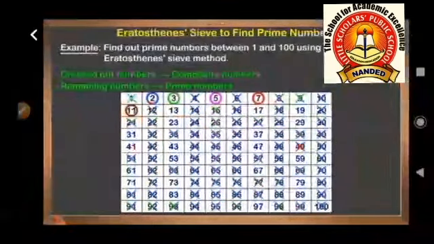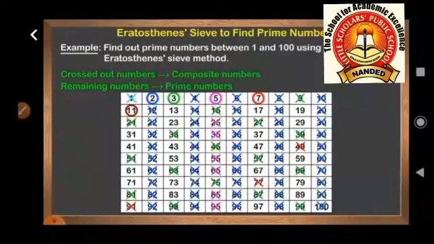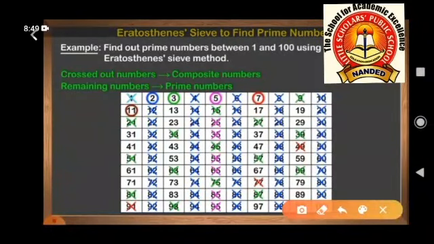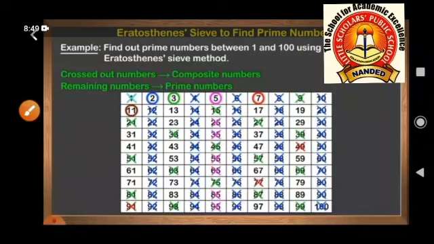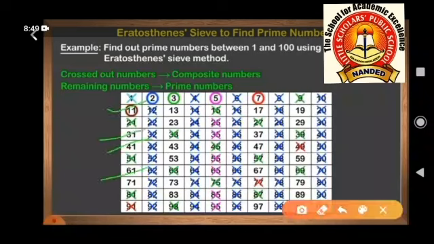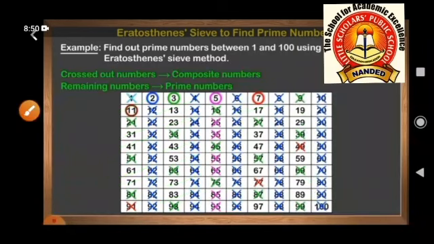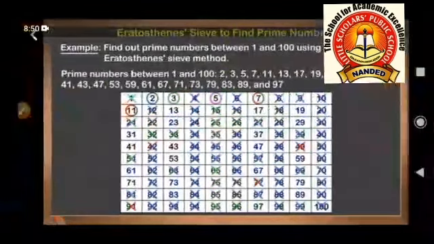So the crossed out numbers are the composite numbers. What the mathematician concluded is that the numbers which are crossed out are composite numbers and the remaining numbers are prime numbers. It means these encircled numbers and the remaining ones, 31, 41, 61, 71, 13, 23, all of these are prime numbers. You can check this method at home. So what numbers remain here?